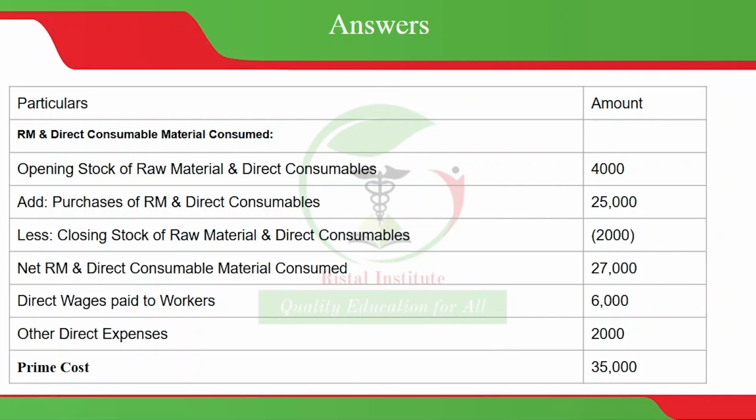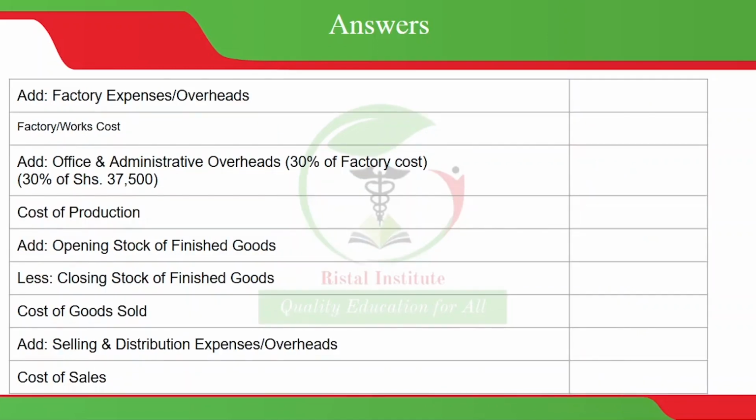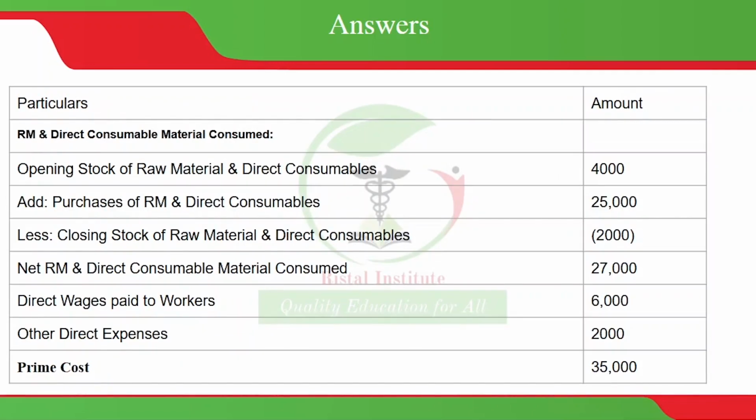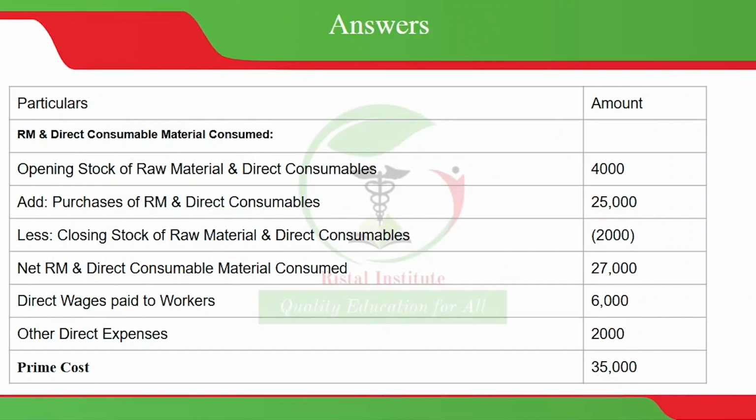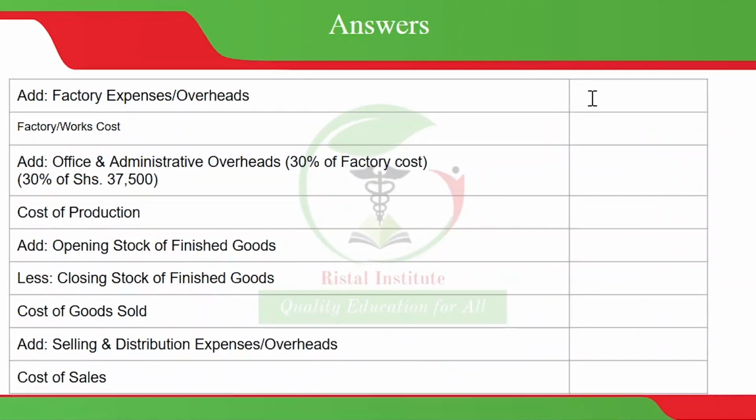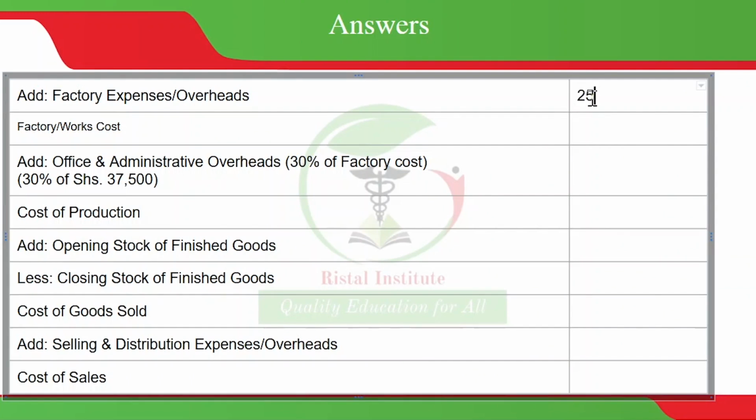After getting the prime cost, remember they told us that we now add the factory expenses overheads. Do we have any factory overheads? We come back to our question and look at factory expenses or overhead, which was 2,500. So we add 2,500.